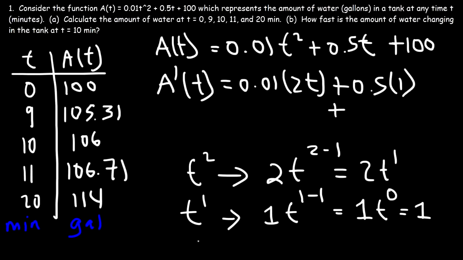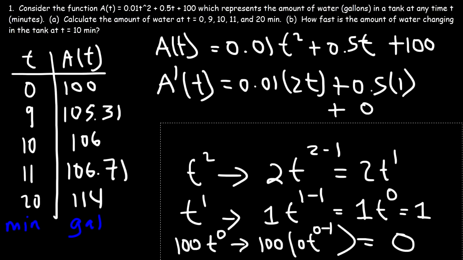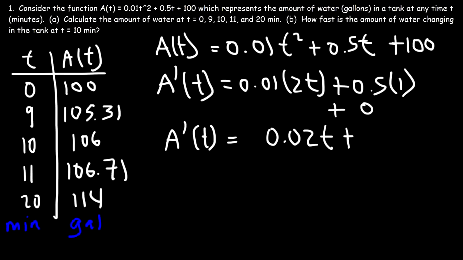Now what about the derivative of a constant, like 100? The derivative of any constant is 0. If you were to use the power rule, this would be 100 times 0, because you need to bring this to the front, and then it's going to be t to the 0 minus 1. 100 times 0, the whole thing is 0. So therefore, the derivative function is going to be A prime of t, which is 0.01 times 2, that's 0.02t plus 0.5. So this is the derivative.